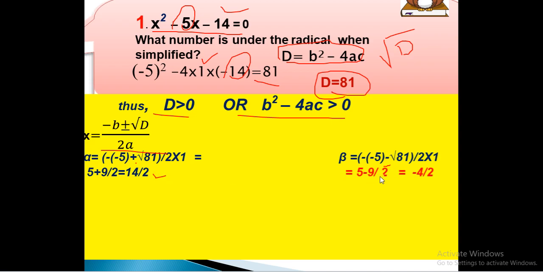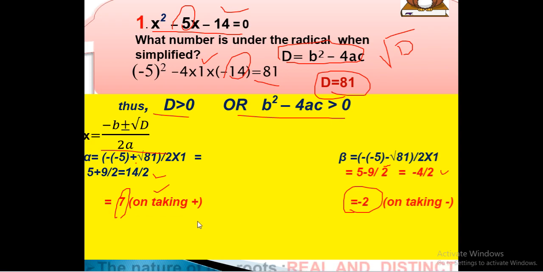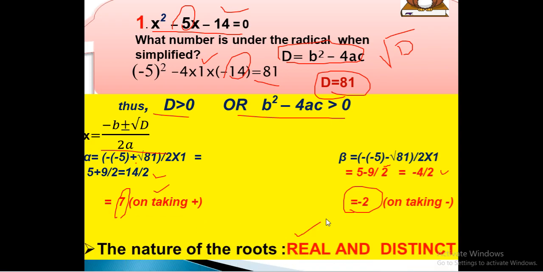Here we will get 5 minus 9 upon 2, that is minus 4 upon 2. So what will be the values of root now? 7 on taking plus, and here we get minus 2 on taking minus. So what do you notice about these two values? Are these real numbers? Yes, the roots are real. Moreover, they are distinct. So the nature of roots is real and distinct.